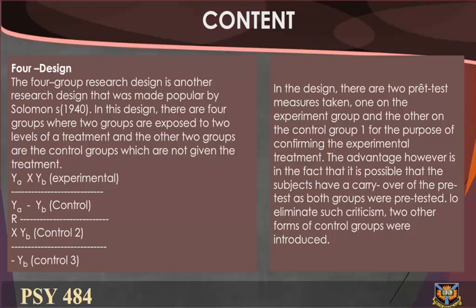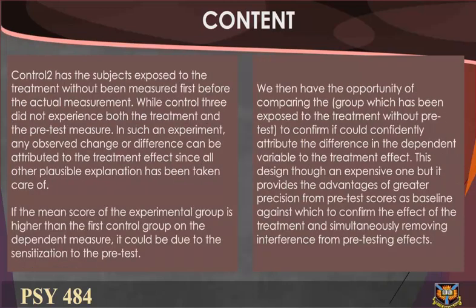In the design, there are two pretest measures taken, one on the experimental group and the other on control group 1, for the purpose of confirming the experimental treatment. The concern, however, is that it is possible that the subjects have a carryover of the pretest, as both groups were pretested. Solomon eliminates such criticism. Two other forms of control groups were introduced. Control 2 has the subjects exposed to the treatment without being measured first before the actual measurement, while Control 3 did not experience both the treatment and the pretest measure.